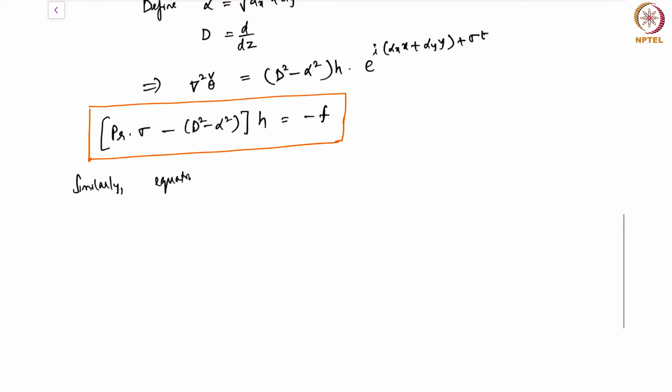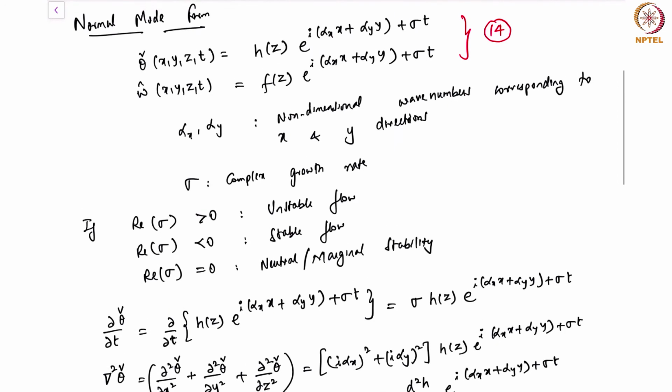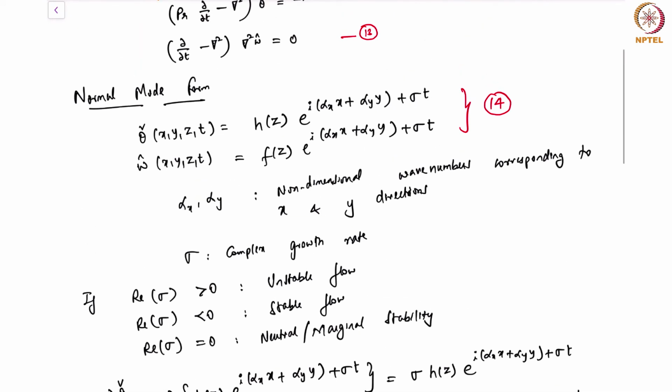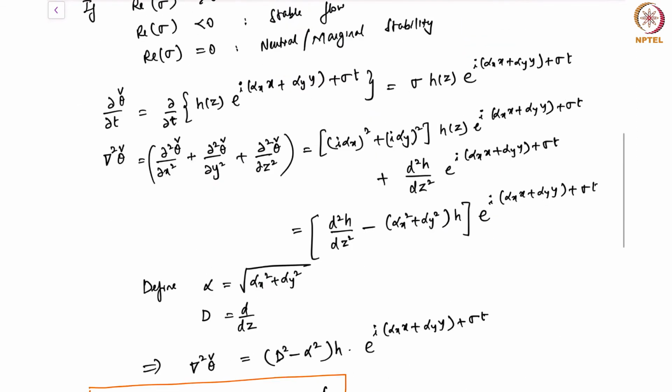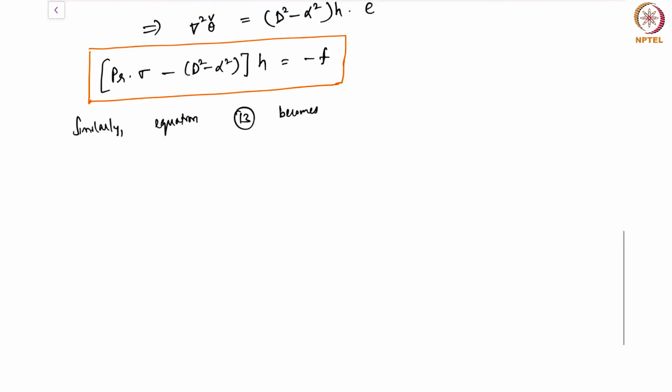Now similarly, equation 13 becomes, remember equation 13 has del by del t minus del square, that is sigma minus (D square minus alpha square). So let me just write this for your benefit.